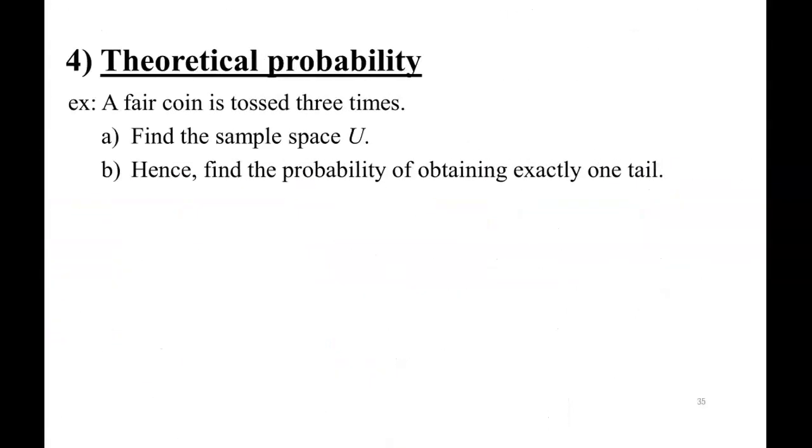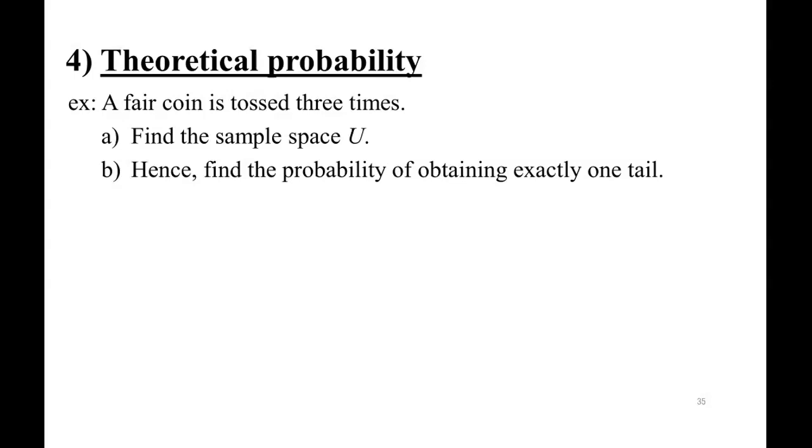Now, if we move to this next example here, we have a fair coin that is tossed 3 times. By tossing a coin 3 times, in part A, we have to find the sample space. We're not just looking for the total possible outcomes here. We have to list them. We have to list all the possible outcomes.